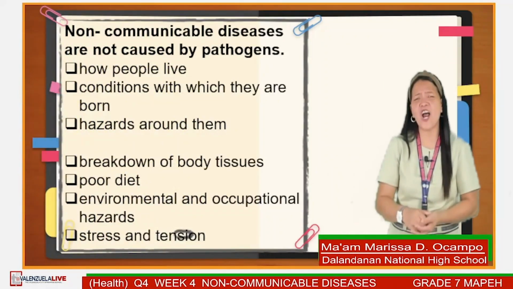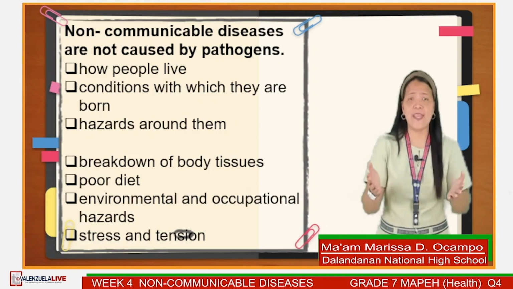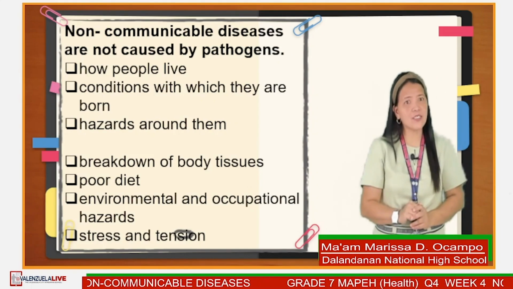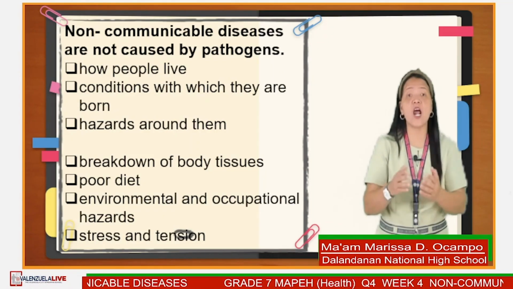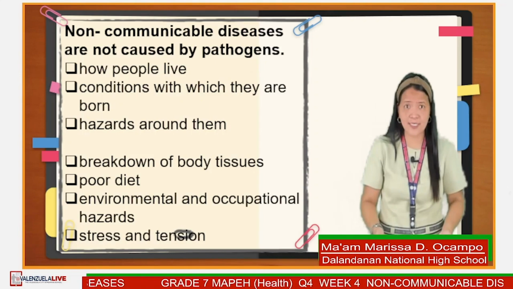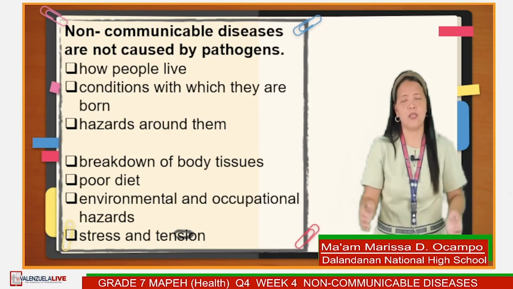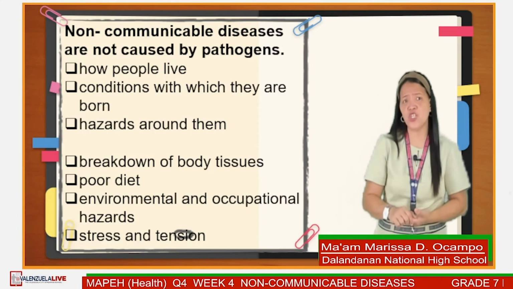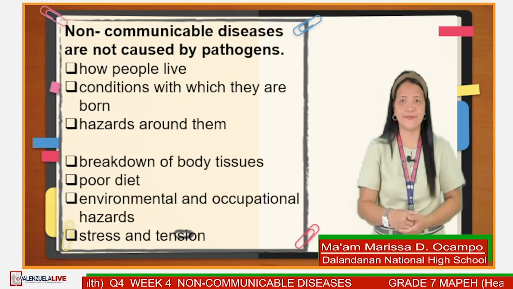Non-communicable diseases are not caused by pathogens, but rather by how people live, by conditions with which they are born, or by the hazards around them. It also includes diseases caused by a breakdown of body tissues, poor diet, environmental and occupational hazards, stress, and tension.